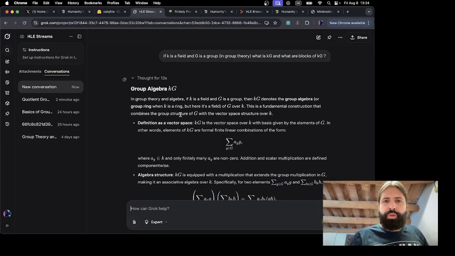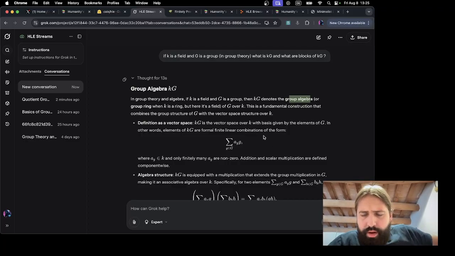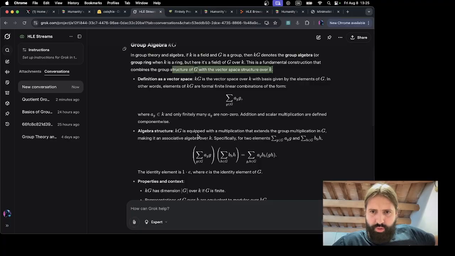Group algebra. So in group theory and algebra, if K is a field and G is a group, then KG denotes a group algebra, or a group ring when K is a ring, but here it's a field. This is a fundamental construction that combines the group structure of G with the vector space structure over K. Okay, no idea, but that's like next level. So there's a vector space, and that's an algebra. Algebra structure: KG is equipped with a multiplication that extends the group multiplication in G, making it an associative algebra over K.